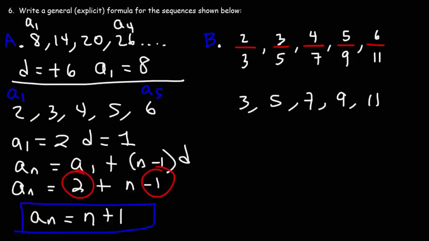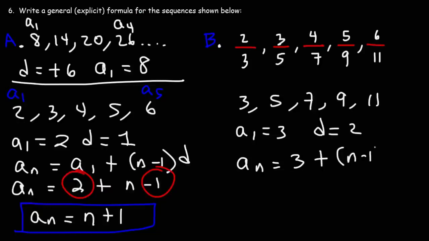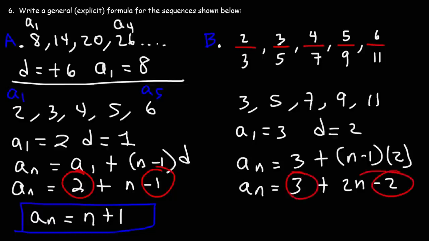Now let's focus on the sequence of the denominators. The first term is 3. The common difference we could see as 2. 5 minus 3 is 2. 7 minus 5 is 2. So using this formula again, we have a sub n is equal to a sub 1, a sub 1 is 3, plus n minus 1 times d. d is 2. So let's distribute 2 to n minus 1. So that's going to be 2n minus 2. And then let's combine like terms. 3 minus 2 is positive 1. So a sub n is going to be 2n plus 1.